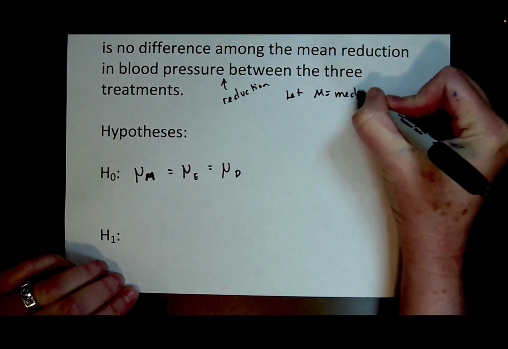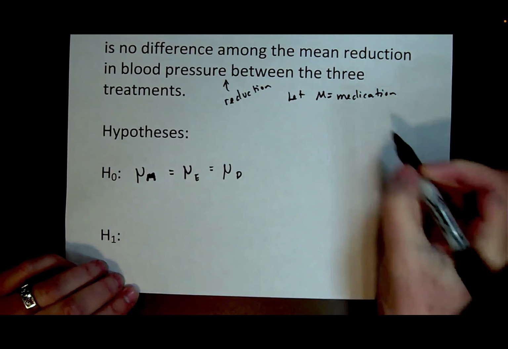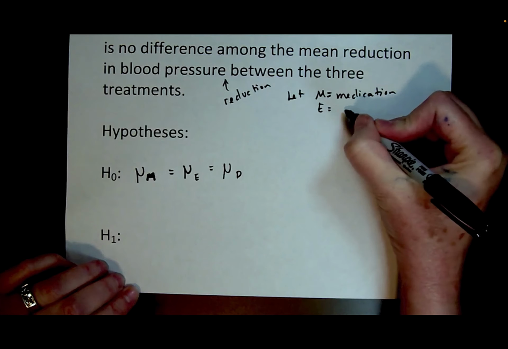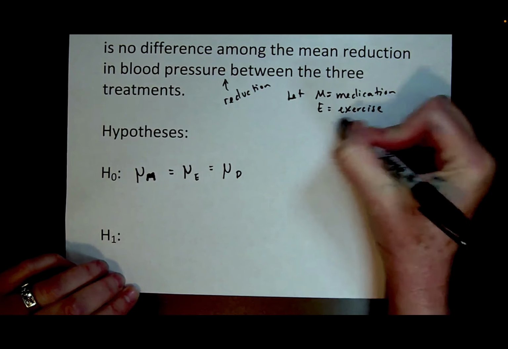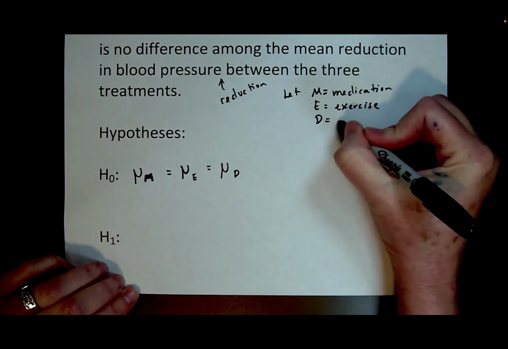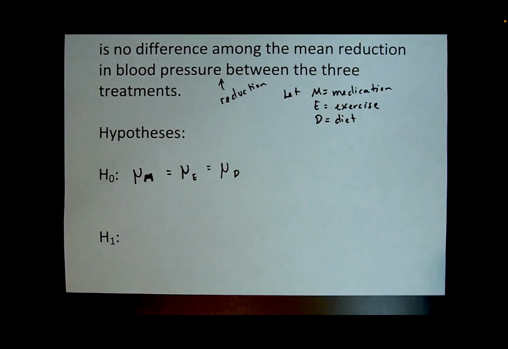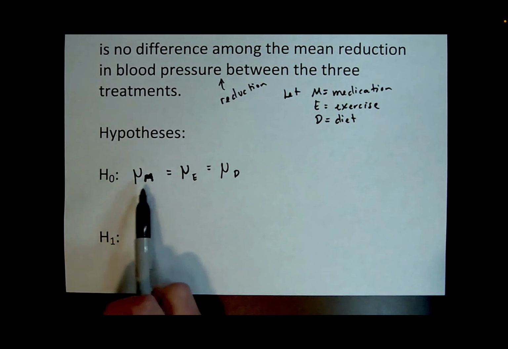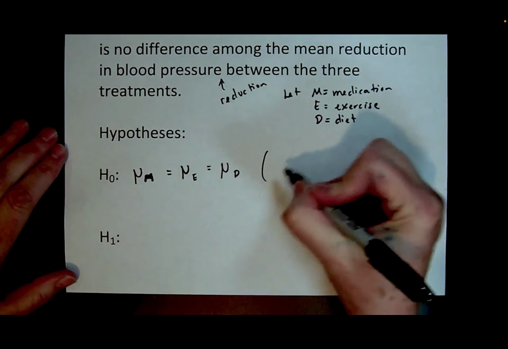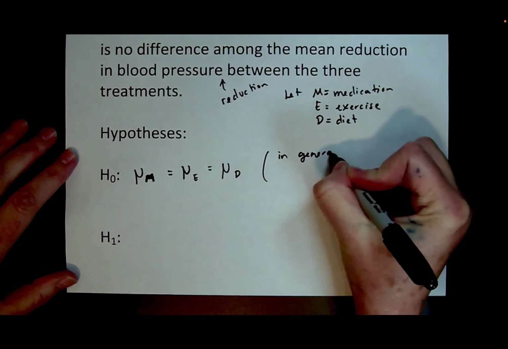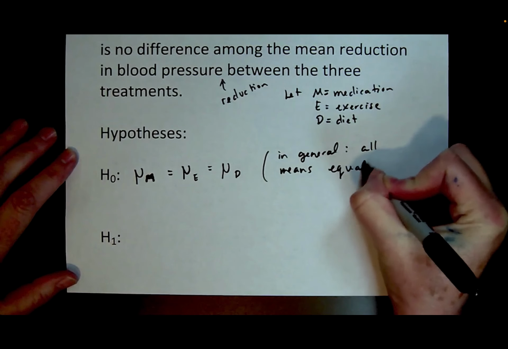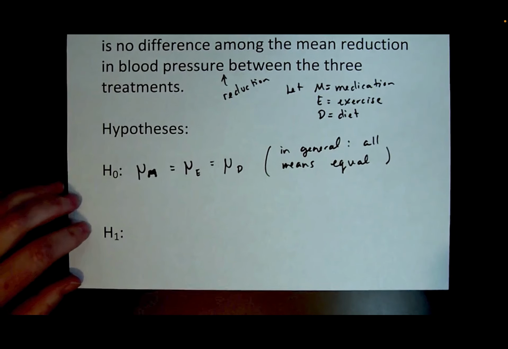data where medication was used. E is the set of blood pressure reductions where exercise was used, and I'm letting D be the set of blood pressure reduction data where the special diet was used. Okay, so the null hypothesis is going to be that all three of those means are the same. And now this is specific to this example, but in general, the null hypothesis will be all means are equal, however many there are, and whatever they are.